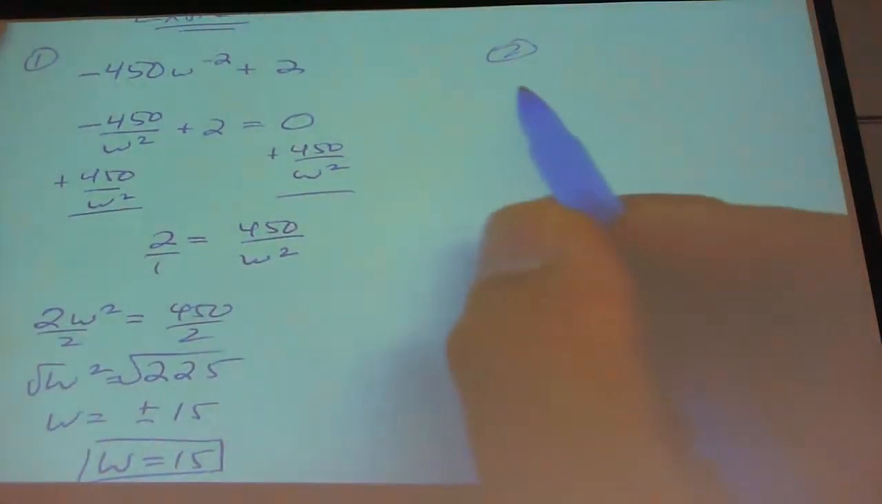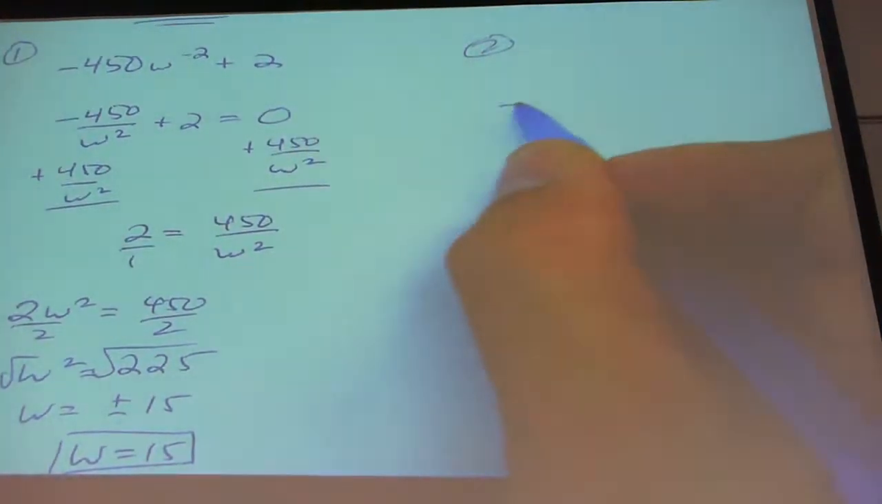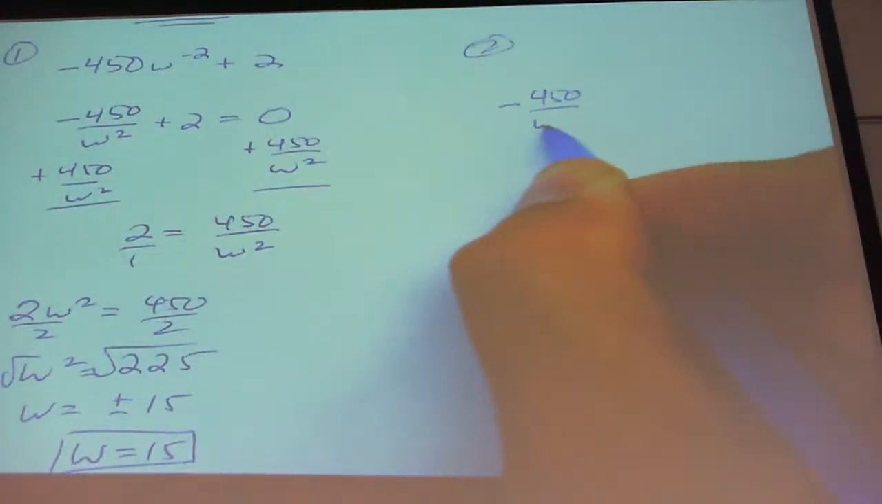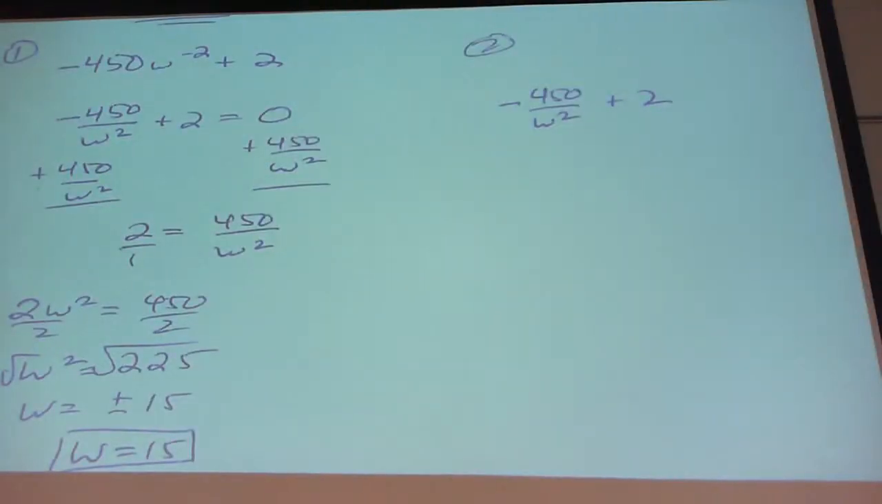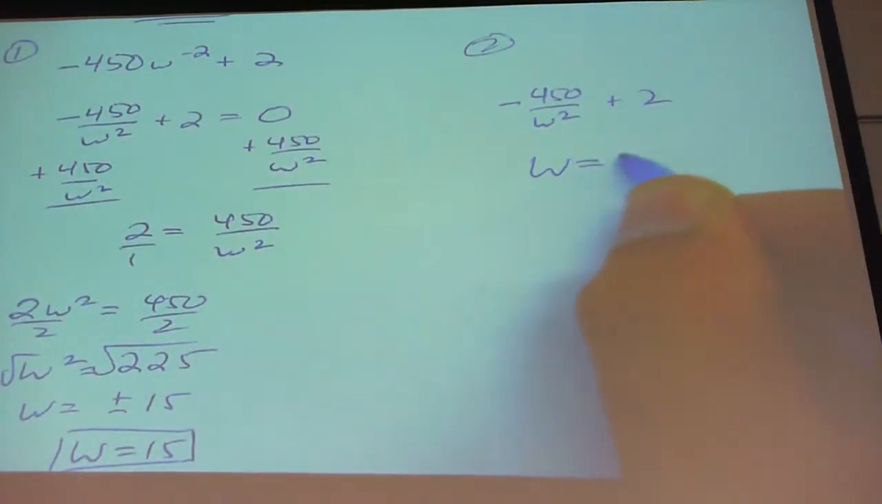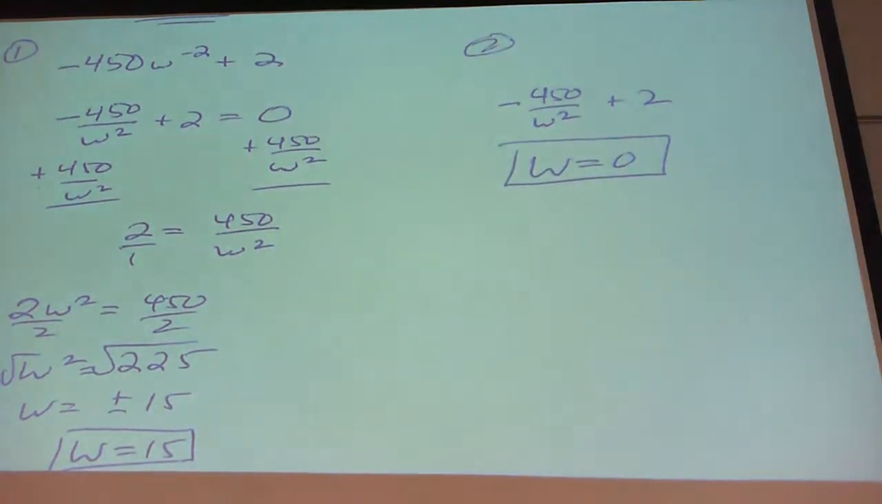Now, the second thing we look for extrema is we look at the derivative. Is there any number that would make that undefined? And the answer is 0. But again, let's talk about reality. Can you really have a width of 0? No.